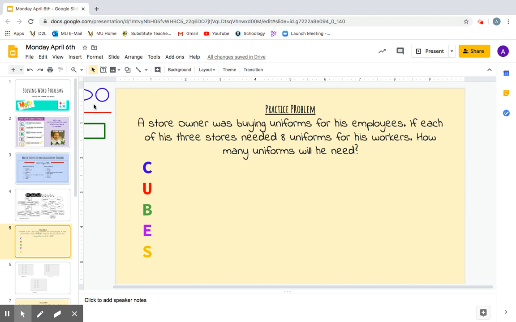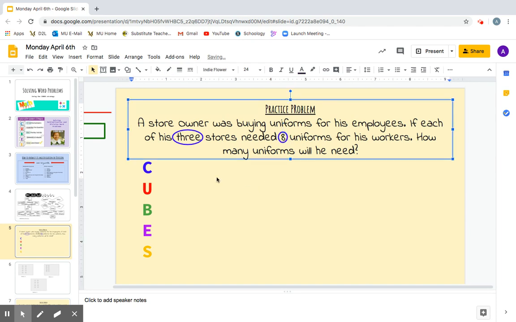So that would be 3. So he has 3 stores. Even though it's written out, it's still a number. So you got to watch for those. And 8. So 3 and 8 are the numbers.